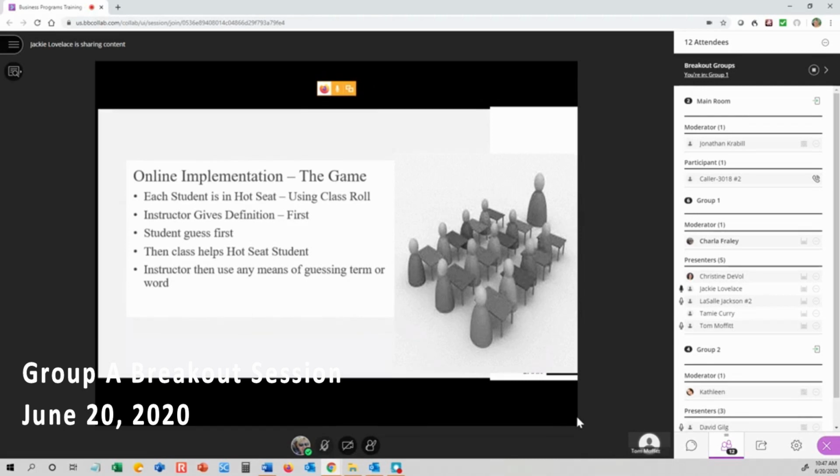So what I do is, I'm the instructor, so I give the definition first. And I give them a few minutes to try to find it in their book. I let them look in their book, so when they study, they'll remember where it's at in their book. The first student on the roll is in the hot seat. They get to guess first, or not, I hate the word guess, but they get to tell me what the word is. And if they can't remember or don't know what the word is after I've given the definition, then the class can help that student out.